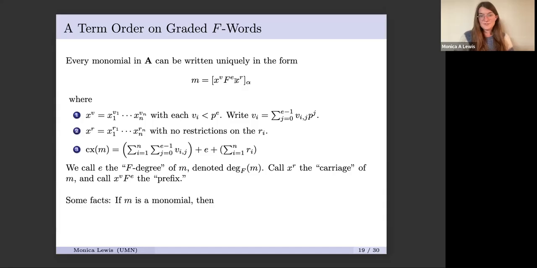So just some things to be aware of in terms of manipulating monomials. If M is a monomial, then first of all, left multiplication by F is injective. That is nice because we're not in a domain. So multiplication by F can never kill a monomial that was not zero to begin with.